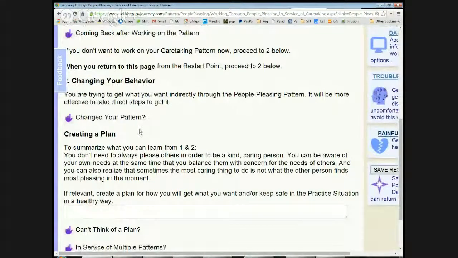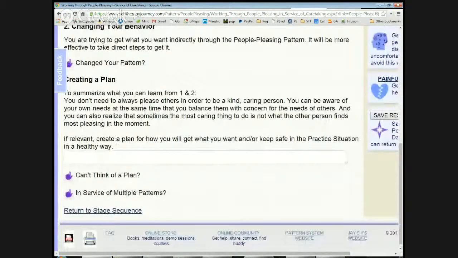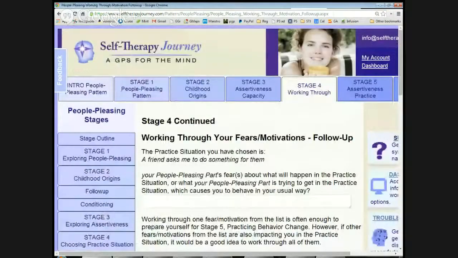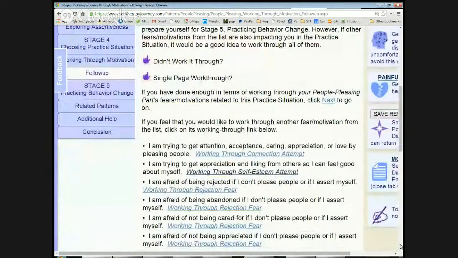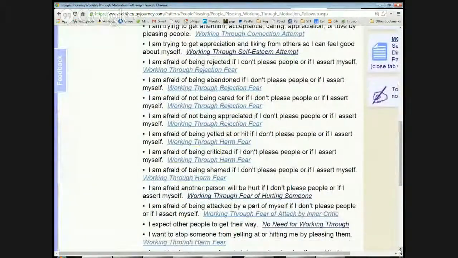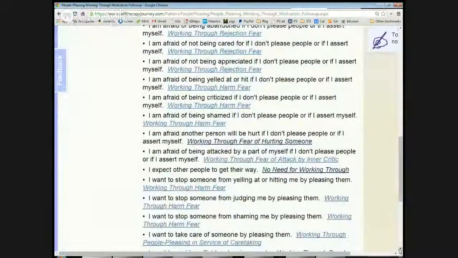And then here's also something to help you create a plan for getting what you wanted to get from being a caretaker, or realizing that you don't really need to get it. So this is all part of reassuring yourself that it's okay not to be a pleaser in stage 4. So this is another way it might go. So there's various ways of going through stage 4, and you can do multiple ones of them.